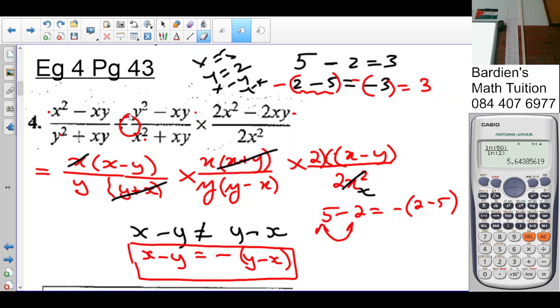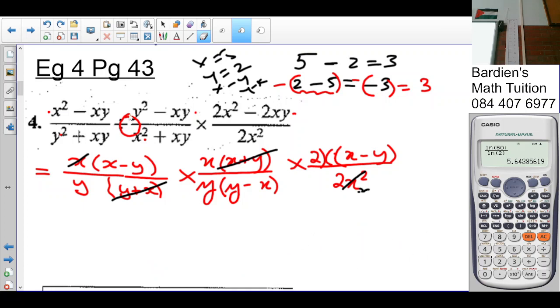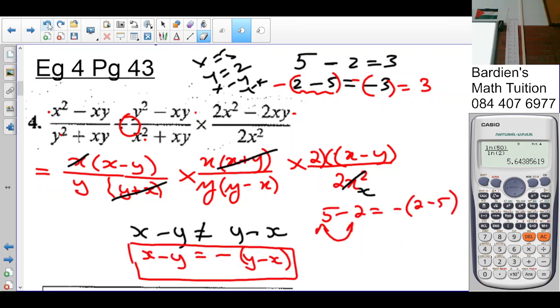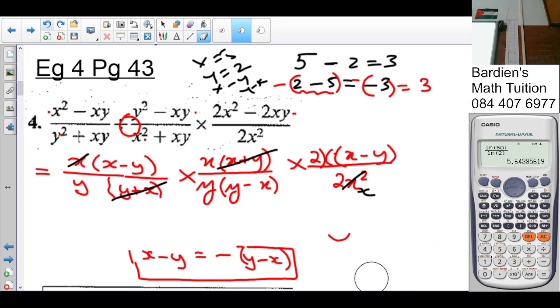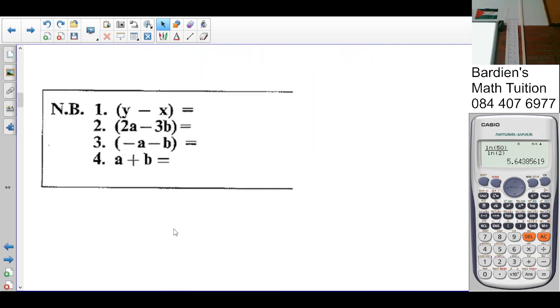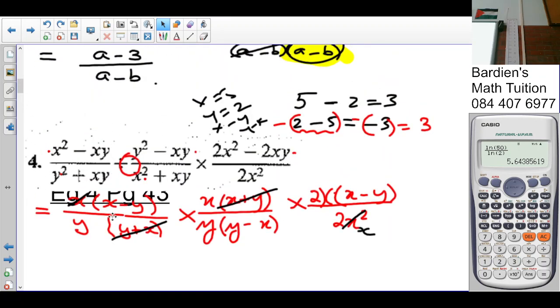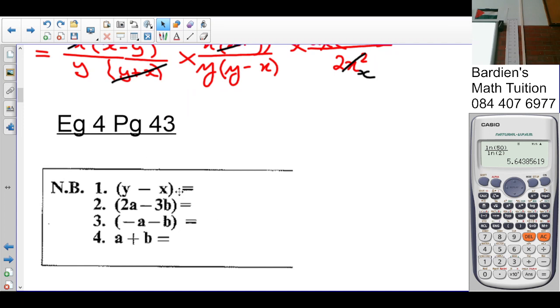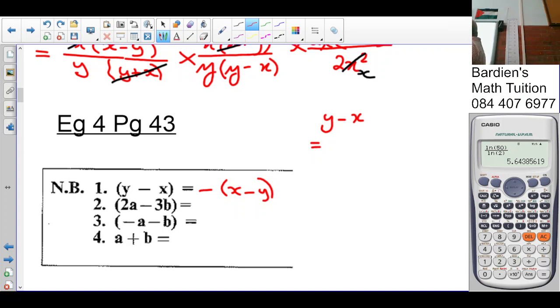So what happens? I'm going to make another note here. NB. Very important to remember that y minus x, what did we say, y minus x is equal to negative into x minus 1. So I said I'm going to show you another one. If you had taken y minus x and I swapped this around and put the x first, then what would it be? Minus x plus 1.